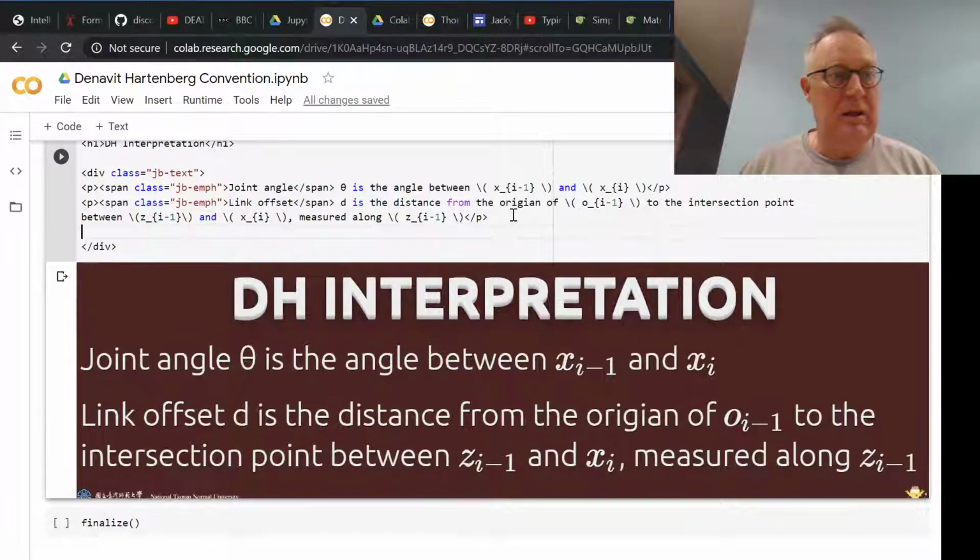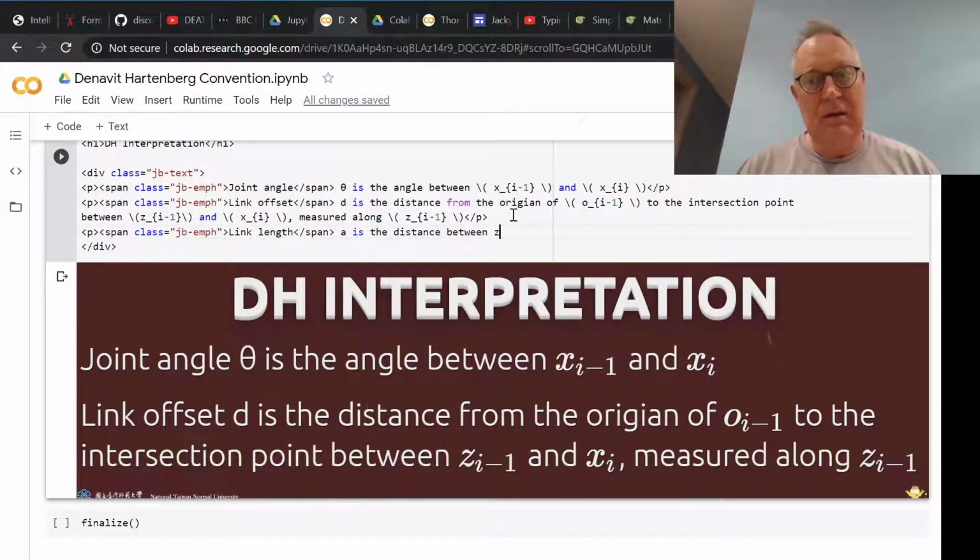Next we have a, the link length. A is the distance between z i minus 1 and zi, measured along xi.